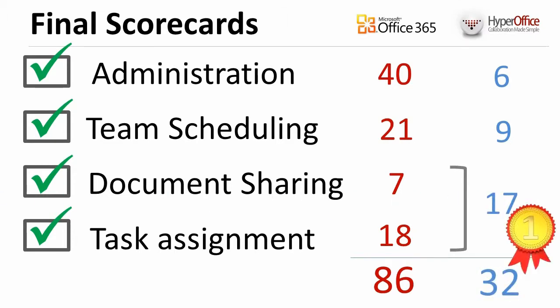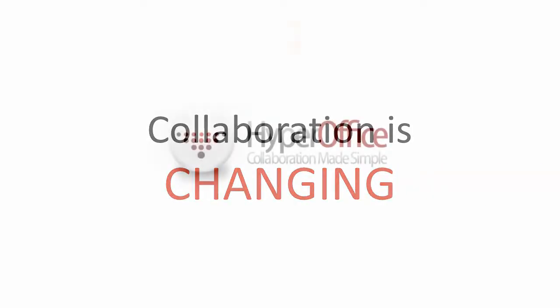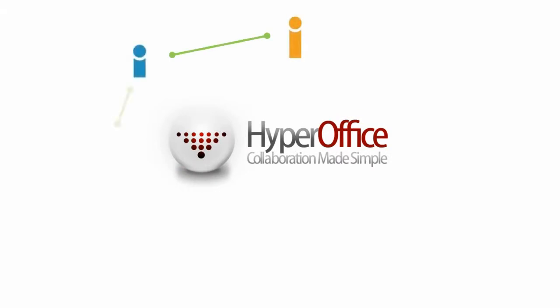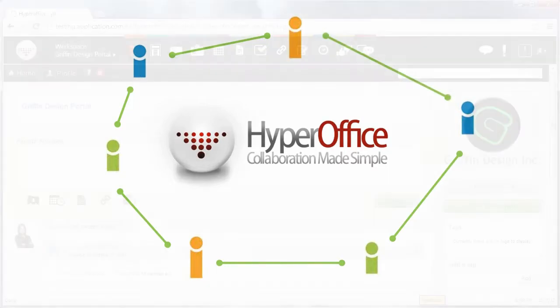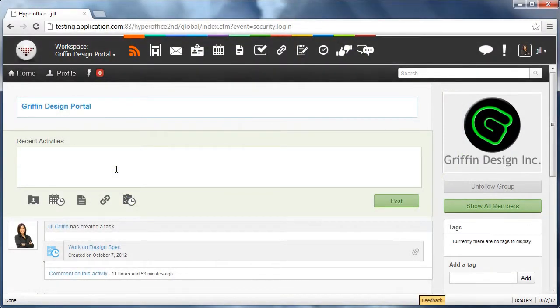With this, we just covered a simple scenario for a fair side-by-side comparison, but that was the old way. HyperOffice provides a new social approach to team collaboration. Let's illustrate this. In HyperOffice, users and groups have activity walls where they can connect with others and get real-time updates of whatever is happening in the company.